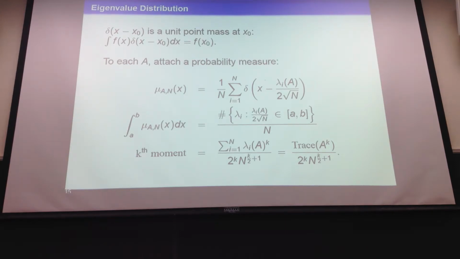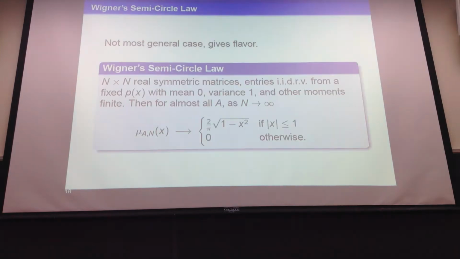And now we have the sum of lambda_i of A to the k. And this is where we use the eigenvalue trace lemma. It's just the trace of A to the k. All right, so this is not the most general way to phrase it, but this is more than good enough for our purposes. This is Wigner's semicircle law.